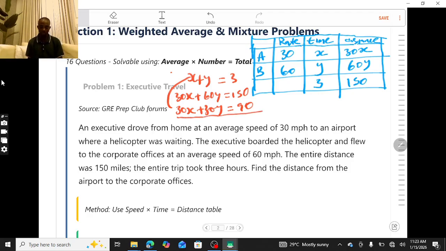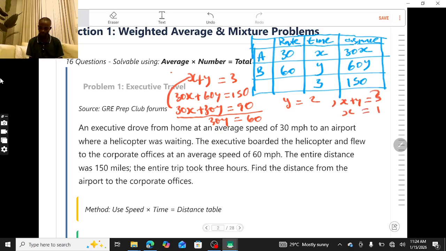Then we can do our elimination. 30s is gone now. 60 minus 30 is 30y. 30y equals 150 minus 90, that is 60. So y is 2. Do you agree? So y is 2, but we also know that s plus y equals 3, meaning that s is 1.